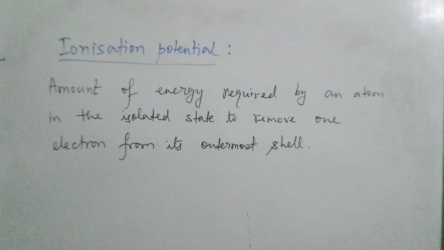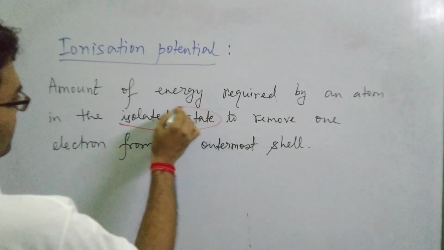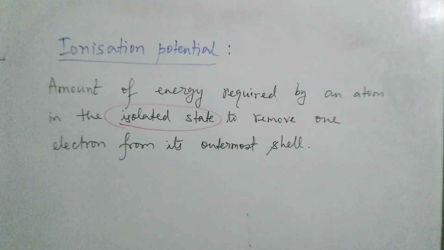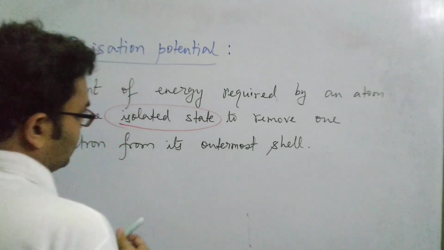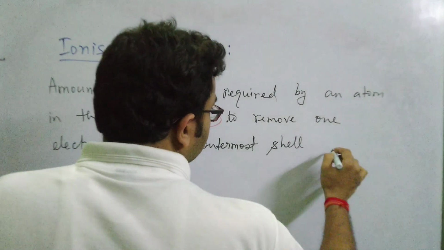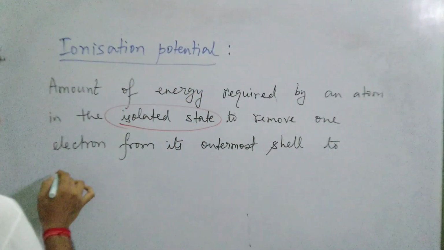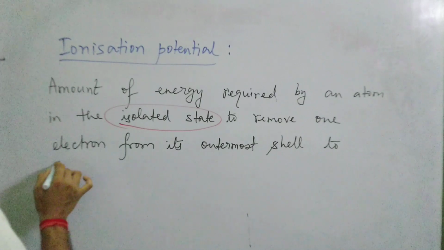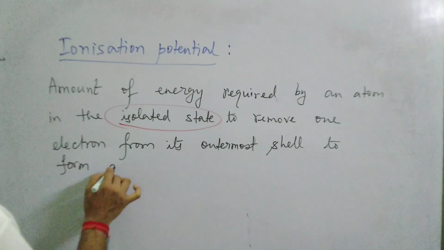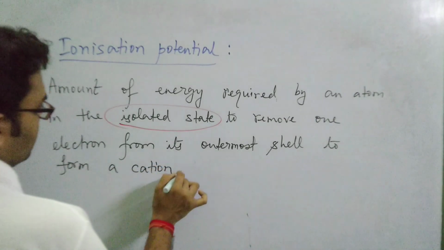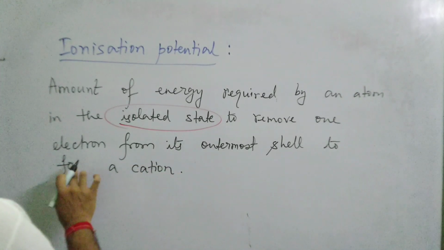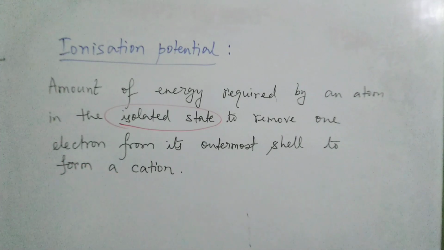So ionization potential is the amount of energy required by an atom in the isolated state to remove one electron from its outermost shell, and as a result the atom is converted into a charged ion, and the charged ion is known as a cation. So this can be said to be the definition of ionization potential.